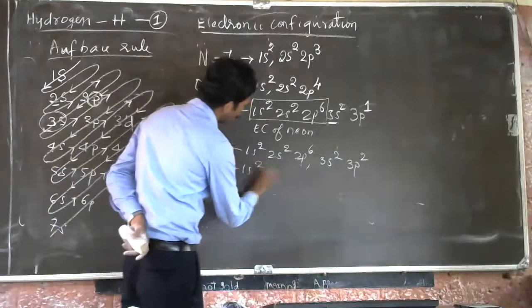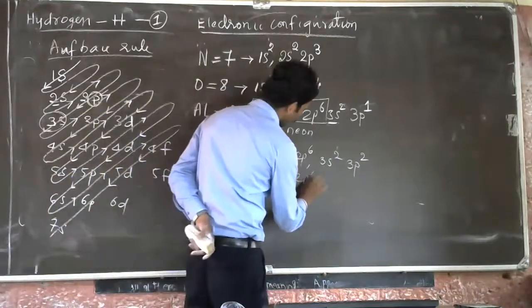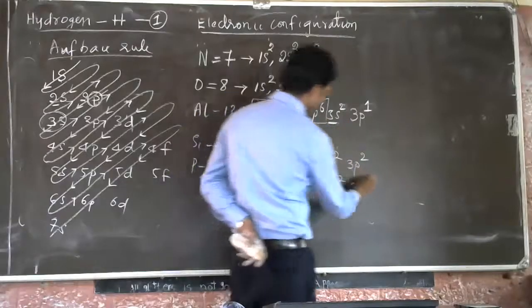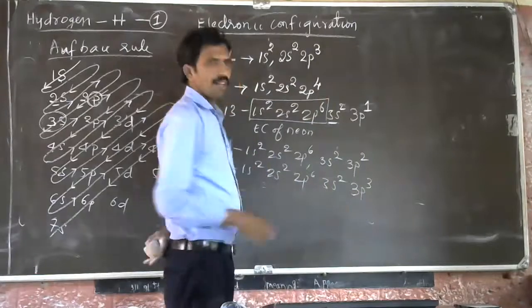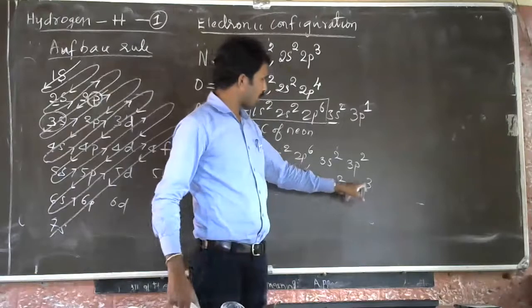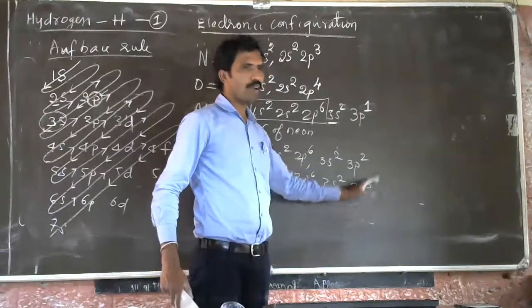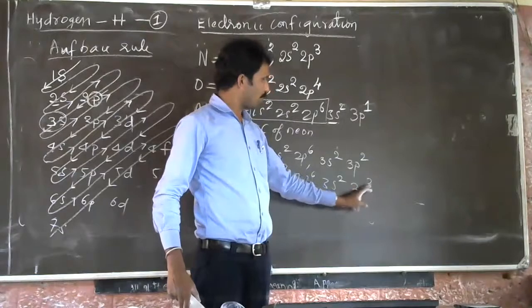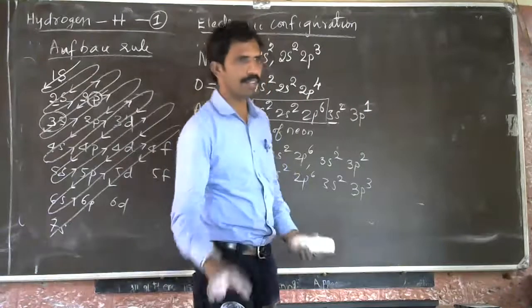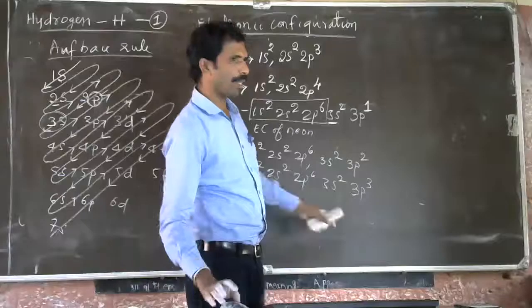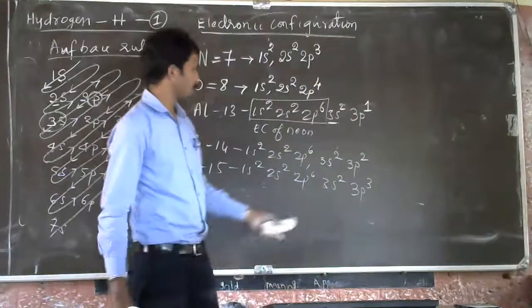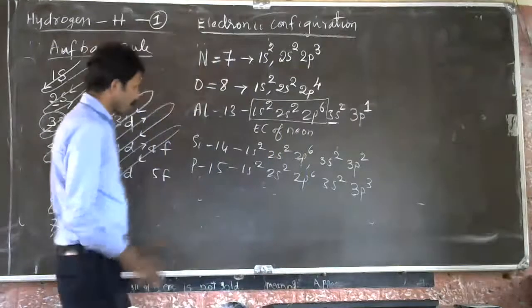After silicon, phosphorus comes, 15. 1s2, 2s2, 2p6, 3s2, 3p3. See here, p can be occupied up to 6 electrons. That's why we have to fill all the electrons in p only, for all the elements, till the p becomes fully filled. Yeah, right, Ambika, you are right. Understood? This is how to write the electronic configuration.